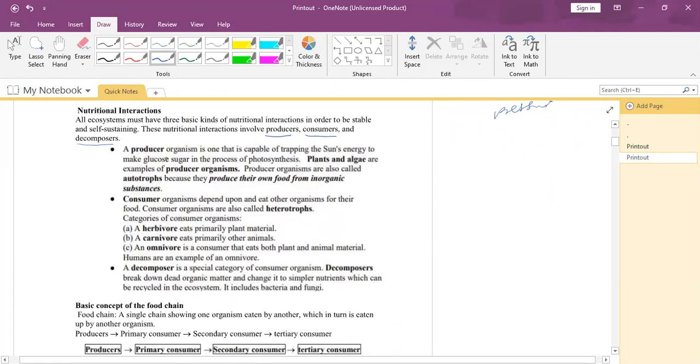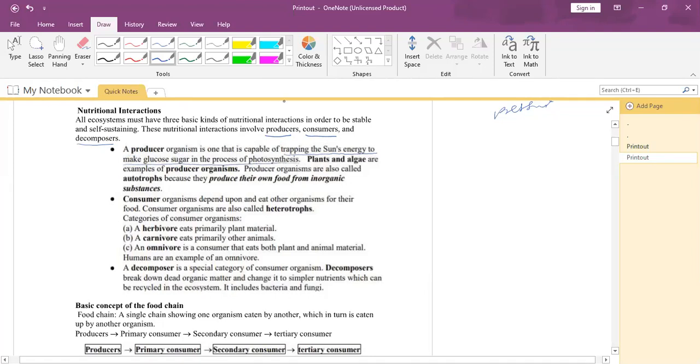You should be able to identify this in any question given to you, like the food chain or the food web. You should be able to identify these groups of interactions. So let's define what the producers are. When you say a producer, you're talking about an organism that is capable of trapping sunlight energy to make glucose sugar in the process of photosynthesis.